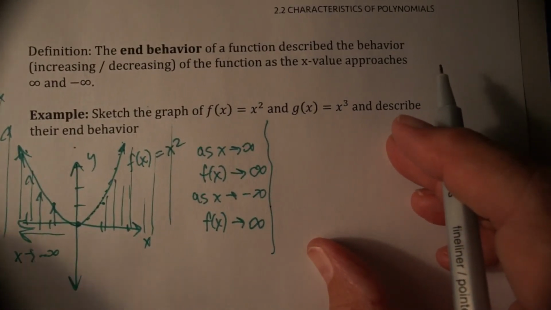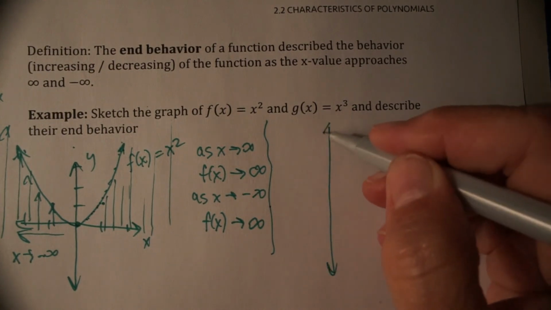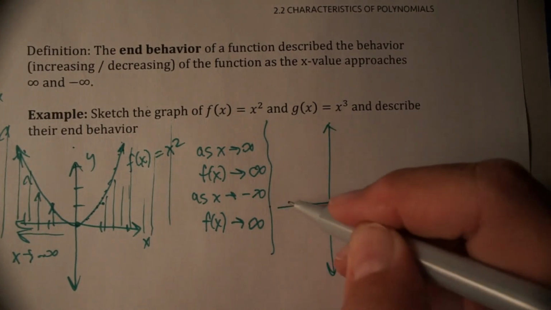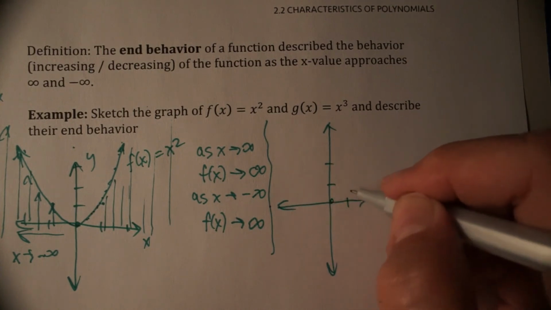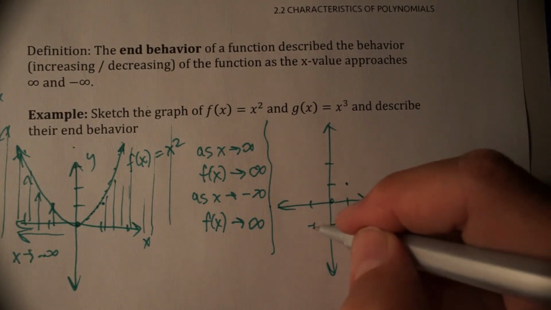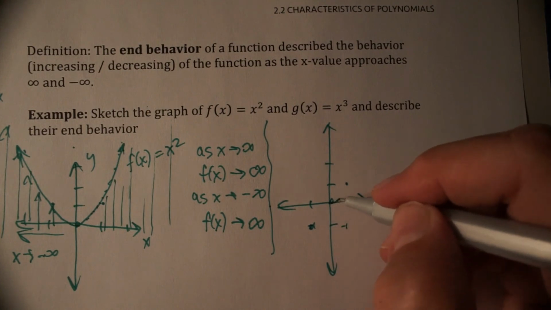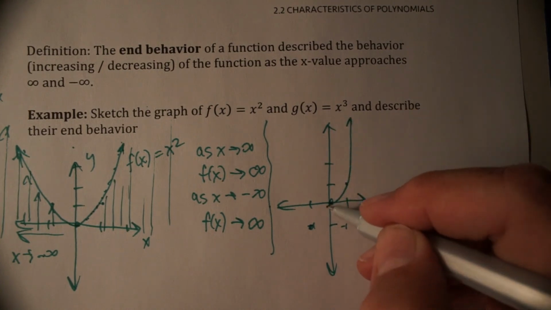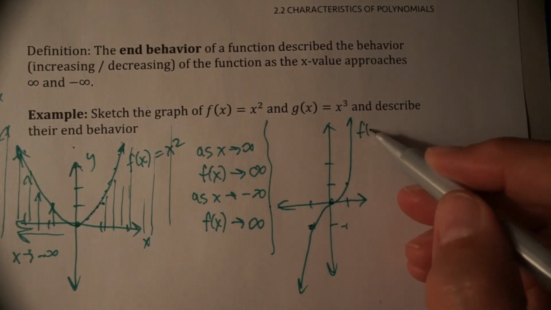Now we're going to look at the end behavior of x cubed. So first we're going to draw x cubed, and we kind of remember what it looks like, I hope. 1, 1, negative 1, negative 1. Oops, I'm going to put that negative 1 over there. Anyway, it looks like this. It kind of has a squiggle. Looks like that. And that's f of x.